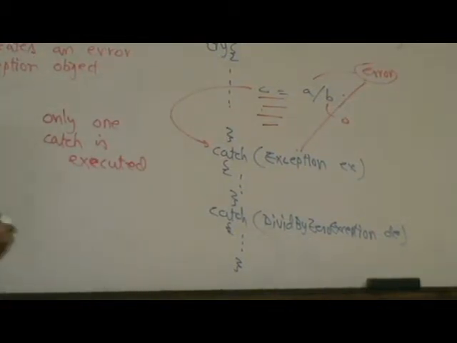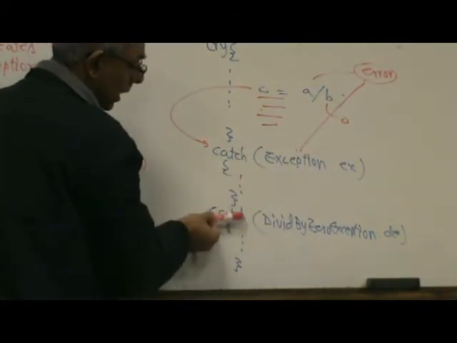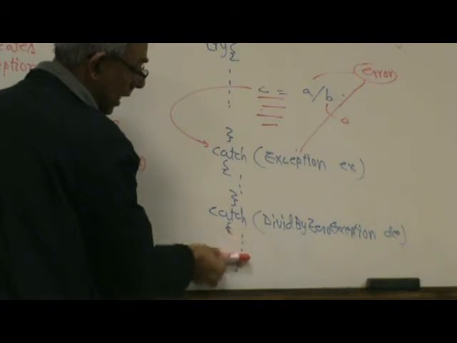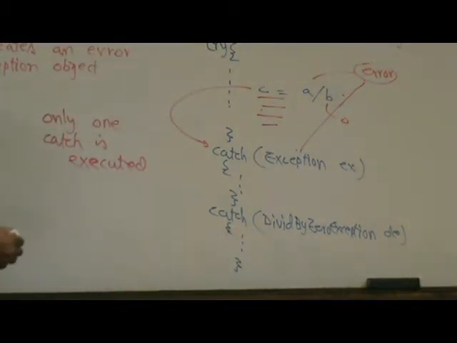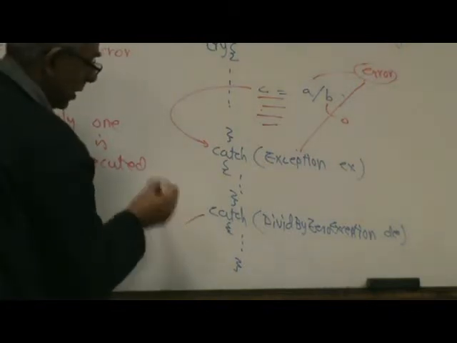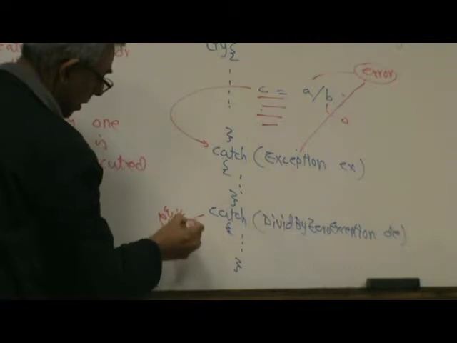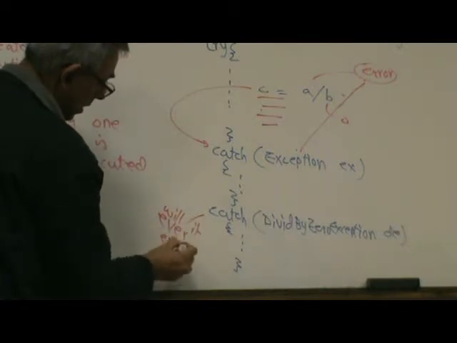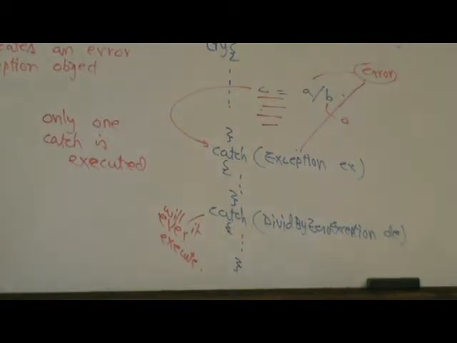Even if you had many catches, it will skip all the rest of those. So it matches this one, and so it will not execute whatever we said in the catch for divide by 0. So in this example, will this ever execute? No, it will never execute.